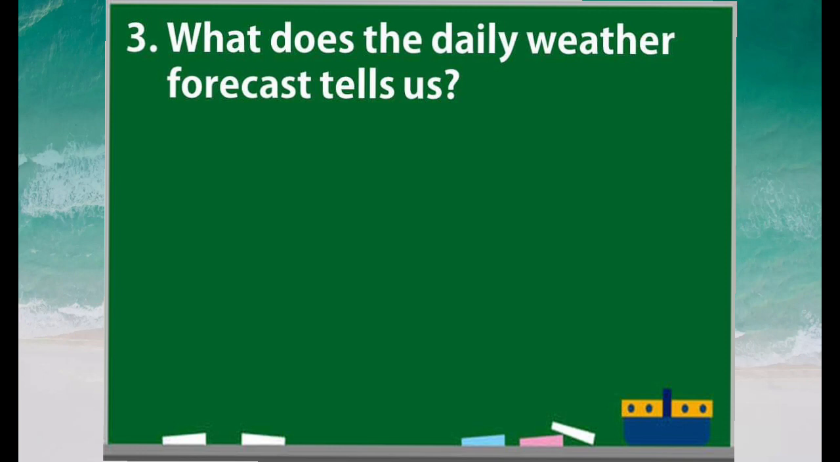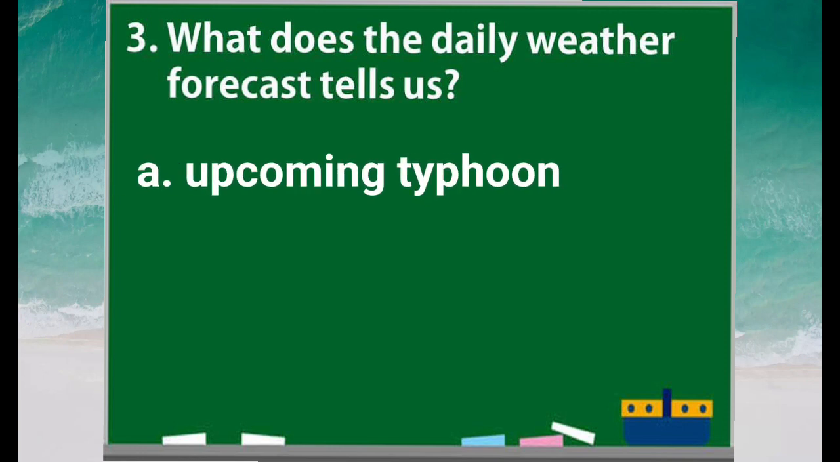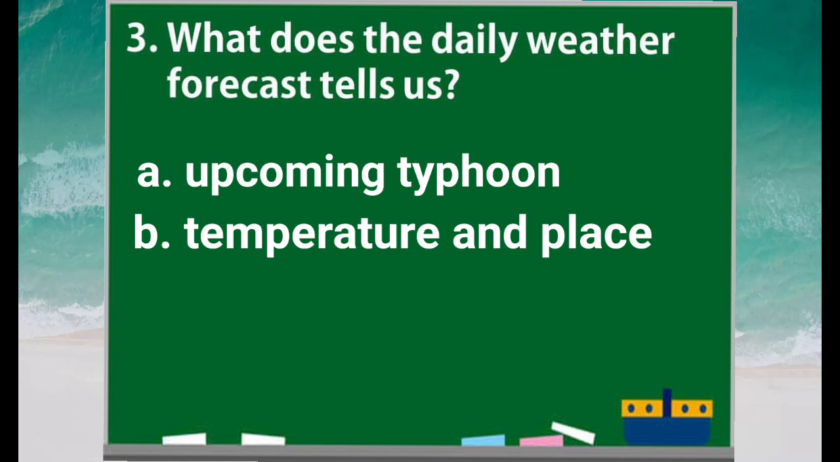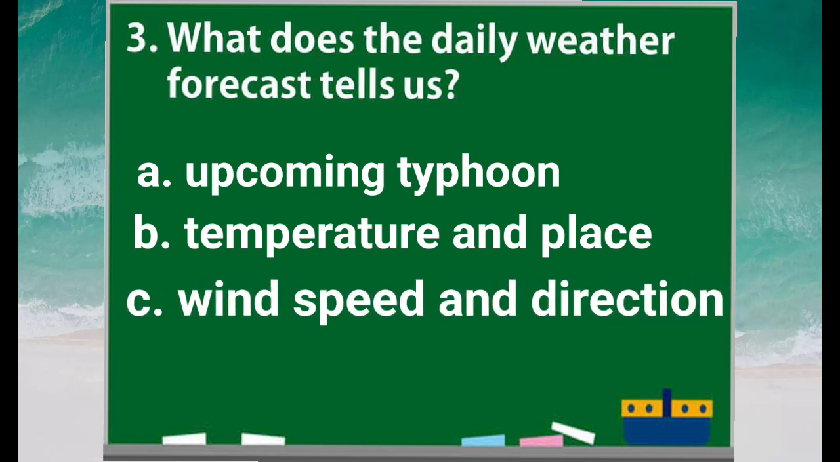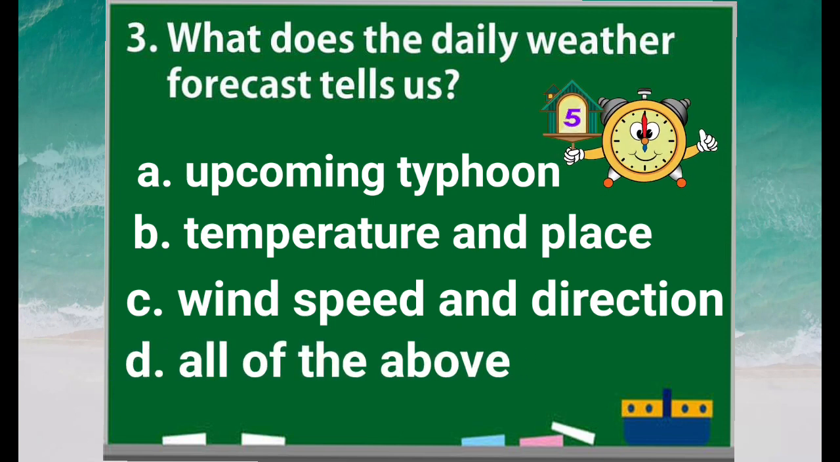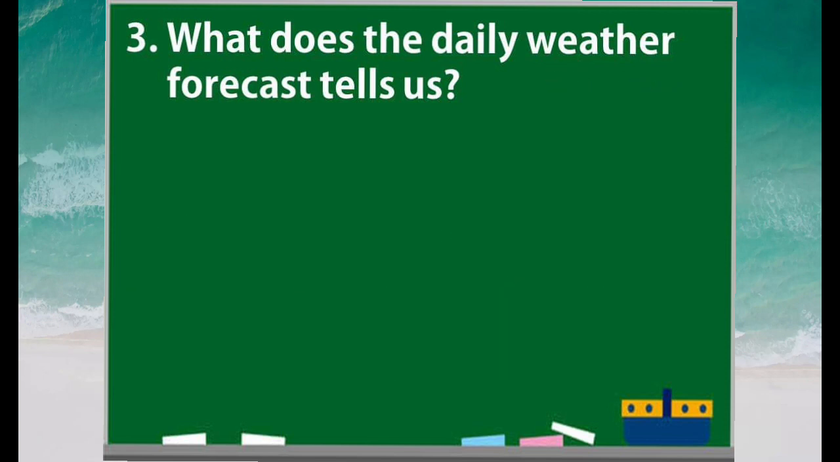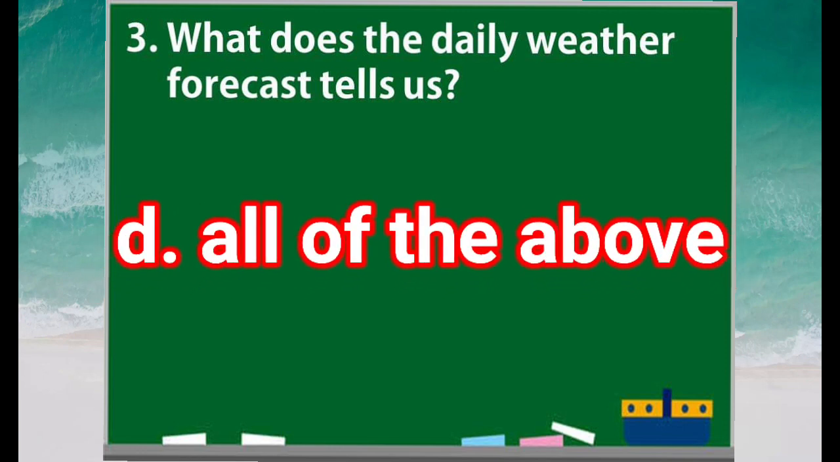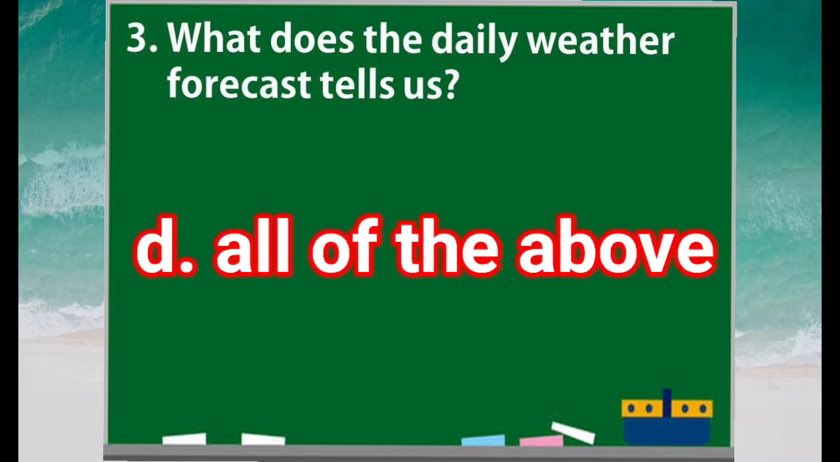Number 3. What does the daily weather forecast tell us? A. Upcoming typhoon. B. Temperature and place. C. Wind speed and direction. D. All of the above. Timer starts now. Time is up. What is your answer? The right answer is letter D. All of the above. Amazing!